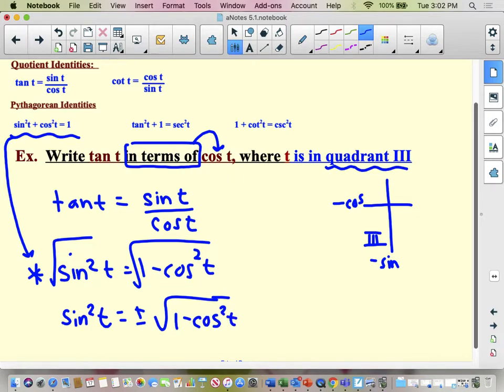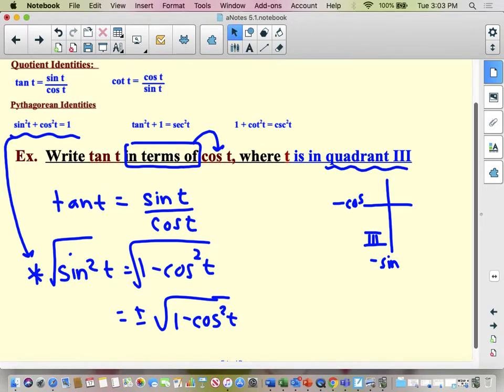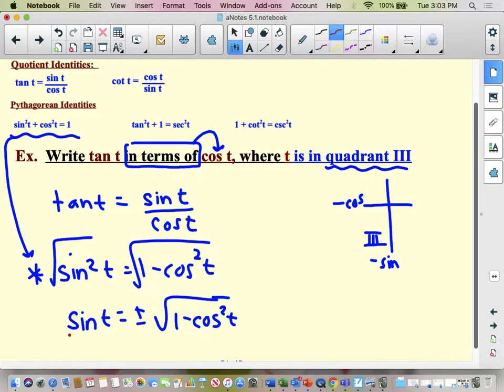So here is where the quadrant is important. It doesn't matter where the tangent is in quadrant 3. It doesn't matter where cosine is in quadrant 3. It matters where sine is. Oops, I didn't want to square it here, sorry. It matters what the sign of sine is in quadrant 3, because that's what I just solved for when I plus or minused. Okay, so this right here is what I'm going to base my decision on when I pick my plus or minus. So in quadrant 3, sine is negative, so I want the negative answer of my plus or minus.